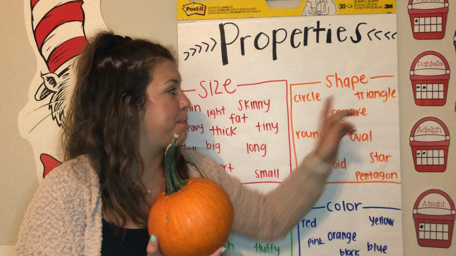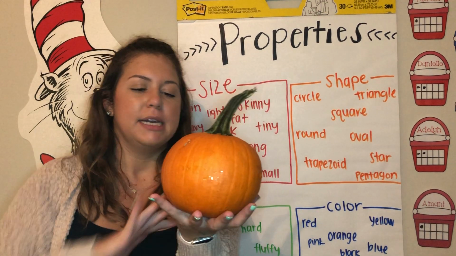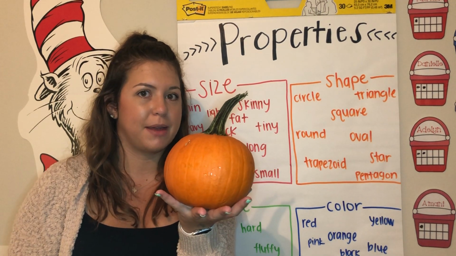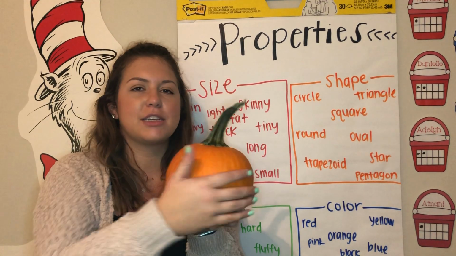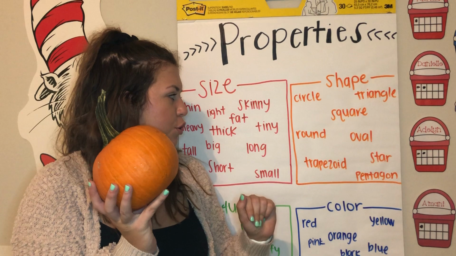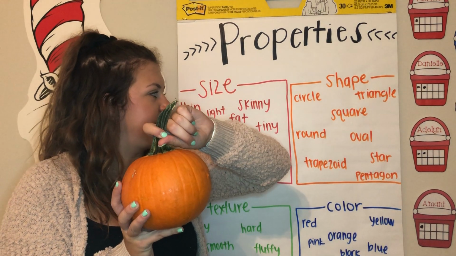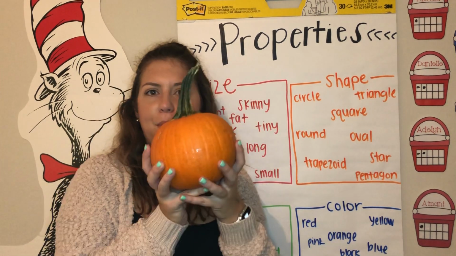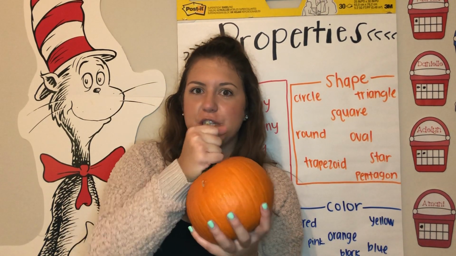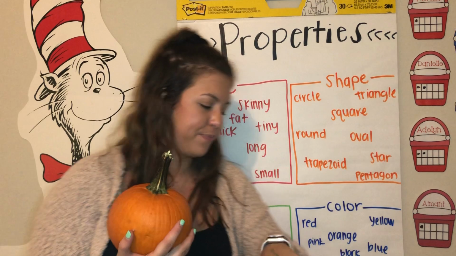Now we can look at the shape of the pumpkin. So I want you to look at the shape. See how you can describe the shape of our pumpkin. So it's kind of round, like a circle, right? I'm going to use round and circle. But this part of it, I would say, is kind of like a rectangle. I think that the stem is kind of like a rectangle. So I'm going to say rectangle to describe the properties of the stem.